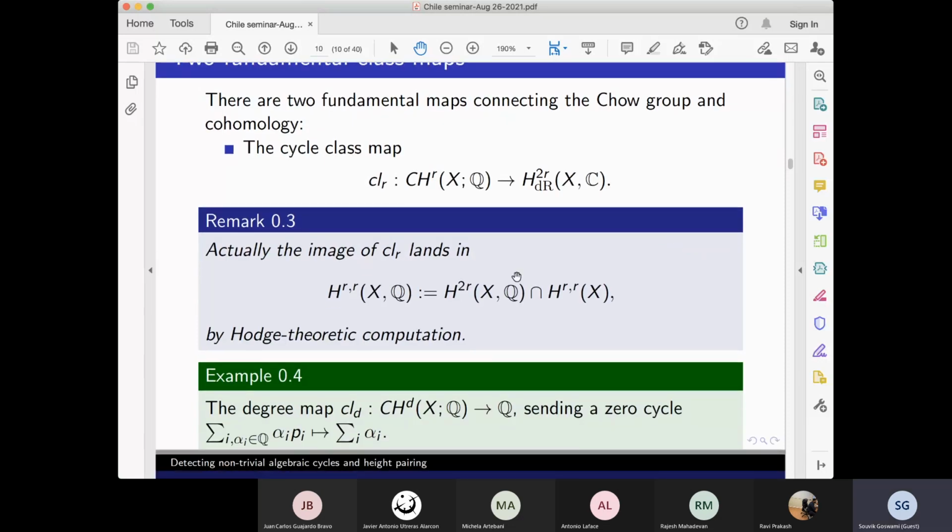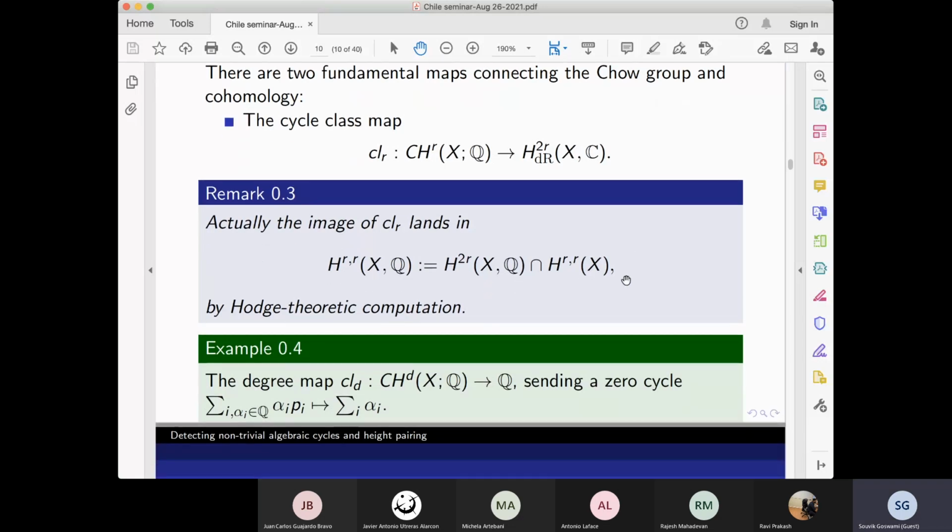This is a little bit of detail. It does not just land in the 2r cohomology group, it actually lands in the (r,r) part of the cohomology. So it consists of forms which have r holomorphic and r anti-holomorphic parts, equally distributed.